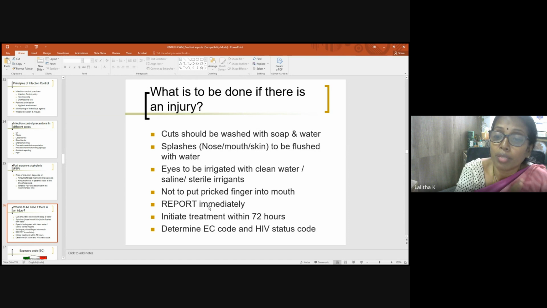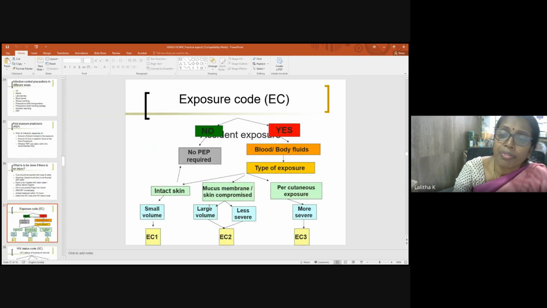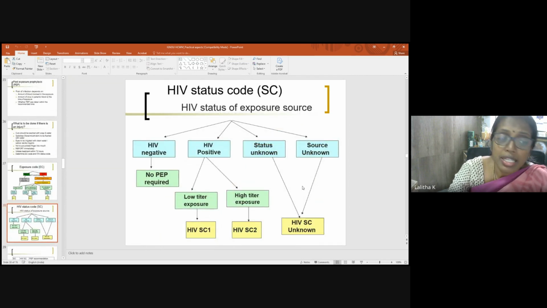Report immediately to the immediate supervisor, who will again report to the nodal officer of your hospital. Based on the exposure and the HIV status of the person, you need to initiate the treatment within the 72 hours. I don't know whether I should focus on this. You can read about this. It's there in your textbook also. Based on the exposure: if there is no exposure, no PEP. If there is exposure, especially if there is compromised skin or percutaneous injury, you give codes like EC1, EC2, EC3, and you need to start this based on HIV status.